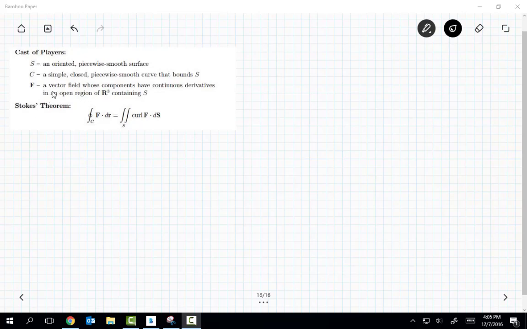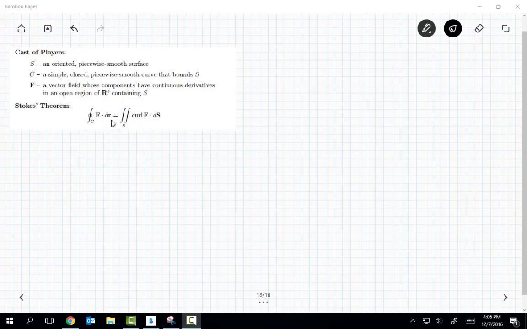So F, last but not least, I interrupted myself, is a vector field whose components have continuous derivatives. So continuous partials is what they're saying. Stokes' theorem says that the line integral of F dot dr, now let's make sure we understand what this is. C is a boundary that bounds S. So it's a curve that goes around the surface S.